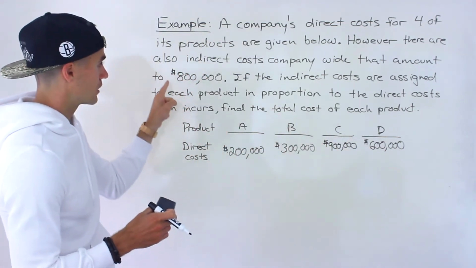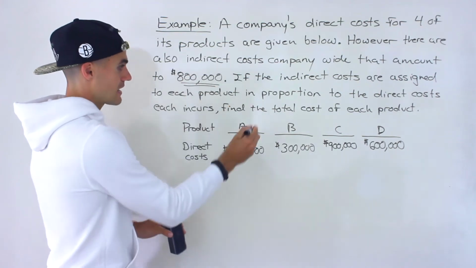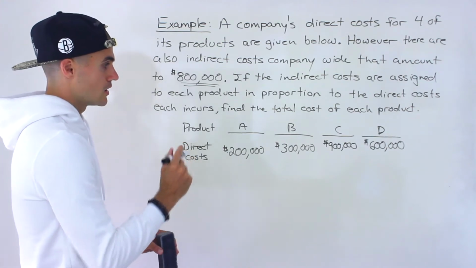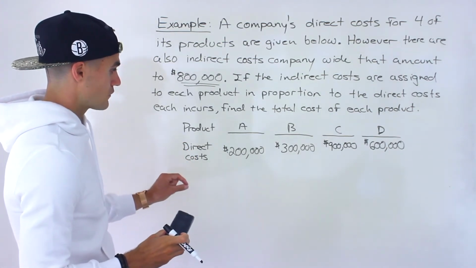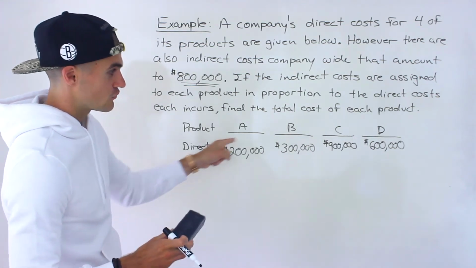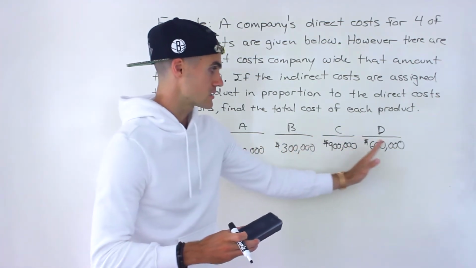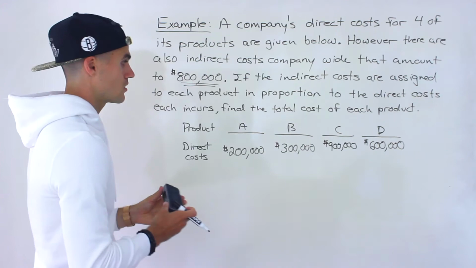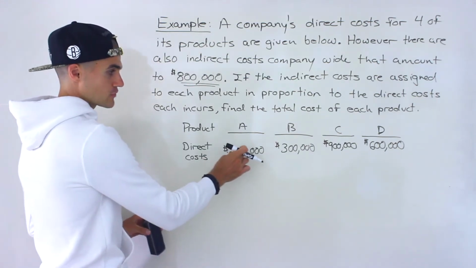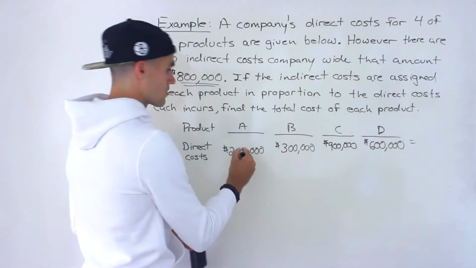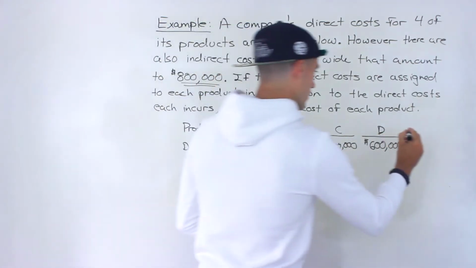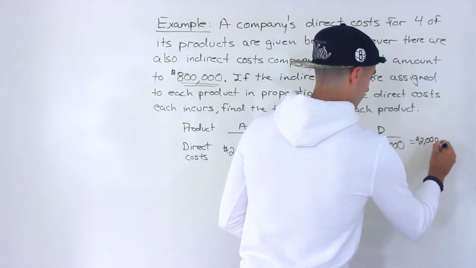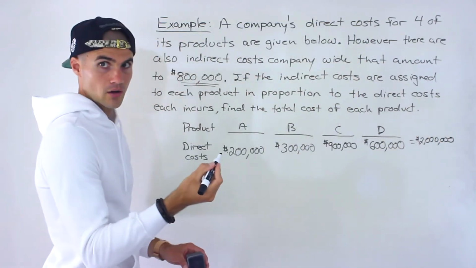And we're told here that you're going to take these indirect costs and you're going to assign them in proportion to the direct costs that each product incurs. So what we have to do is figure out what percentage of the total direct costs each product is incurring, and then apply that percentage onto the indirect costs. So the way we would do that, first off, we would have to total up the direct costs. So if I total all these up, we would end up with 2 million. So that's the total direct costs.